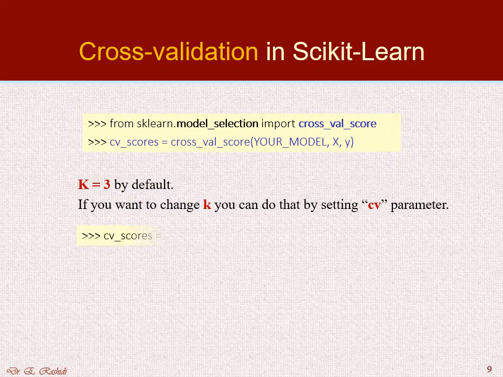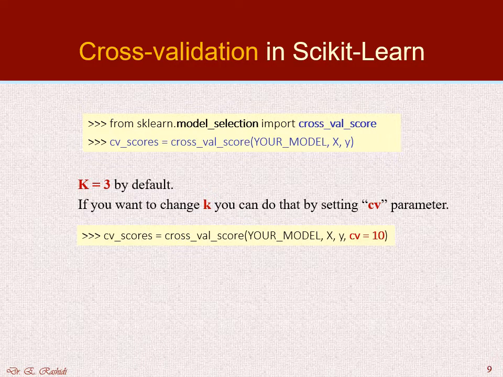Let's see an example here. So here, with cross_val_score, you're going to give it your model and then specify the independent variable and the target variable, and then you can tell it, I want to have 10-fold.